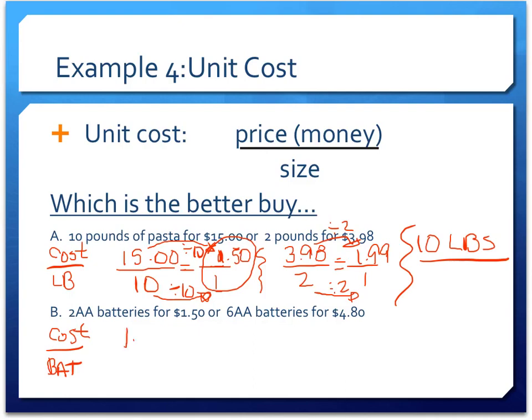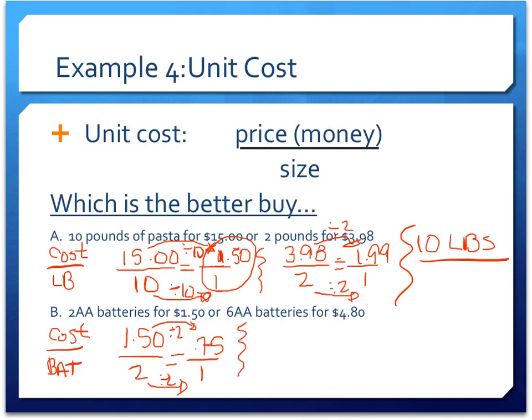So I can take $1.50, and that's going to get me 2 batteries. I want to find out how much would be the cost of one battery. So I can divide both the denominator and the numerator by 2. And half of $1.50 would be 75 cents. So using that package or deal, I could pay 75 cents per battery.